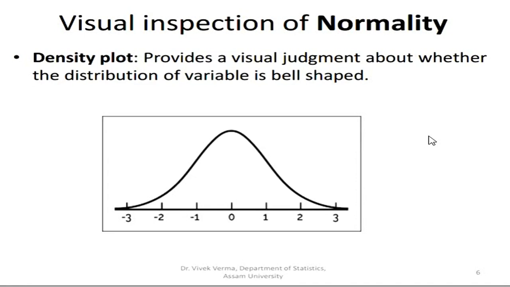Then we should start with how the visual inspection can be done. The first, topmost and easiest way is to plot the density of the data. If it is bell-shaped, looks like a symmetric curve with a unimodal peak, and its mean, median and mode coincide with one another, then one can say that the data is close to the normal distribution.